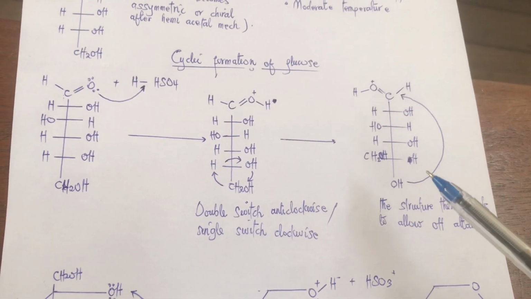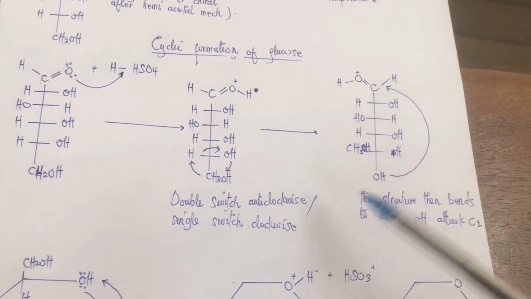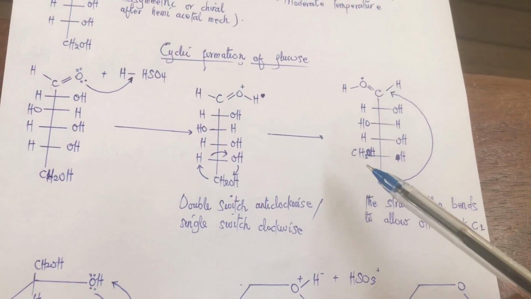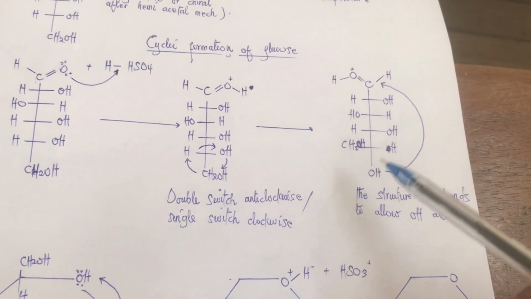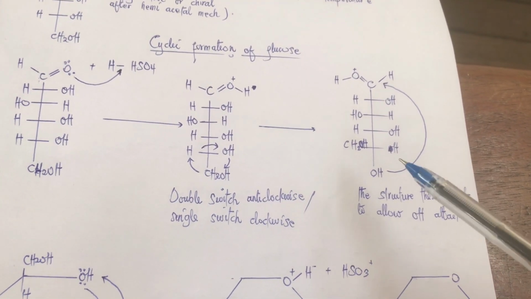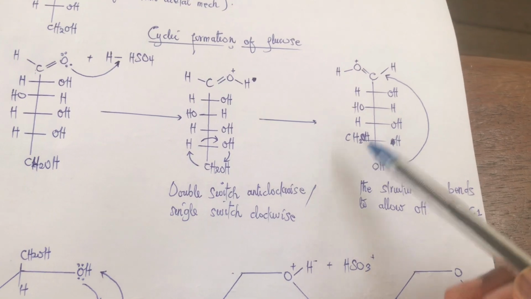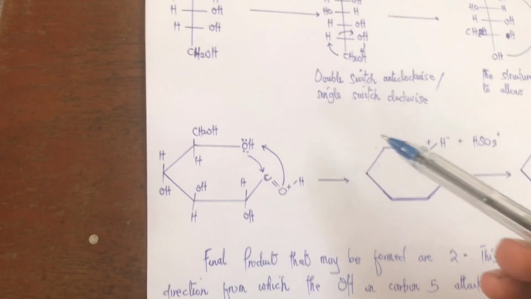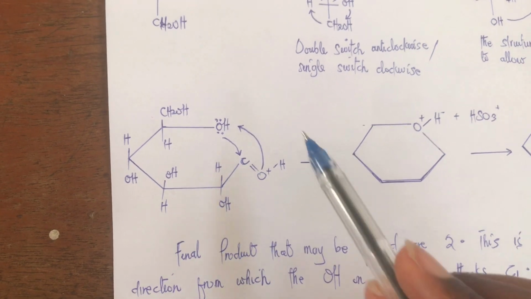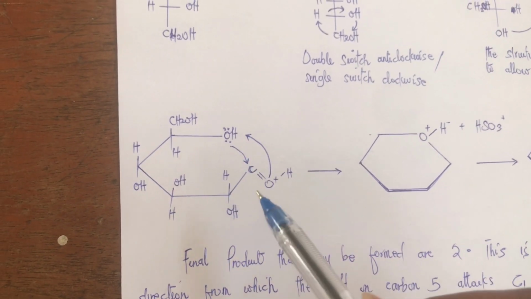So from here we have this structure, because at the end of the day, mutual rotation has occurred, switching the groups CH2OH, the H and the OH around the carbon 5. So from there, the molecule will bend. So when this molecule bends, this is what we are going to have. This molecule is going to bend at every carbon.